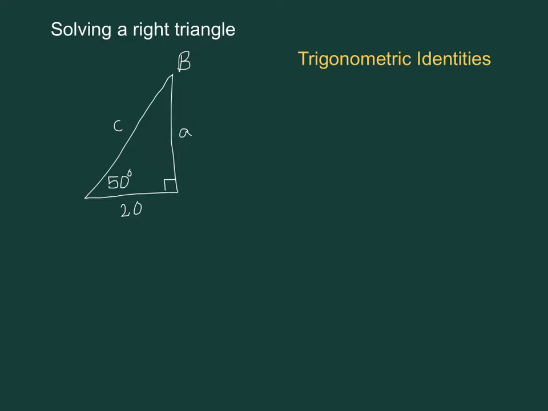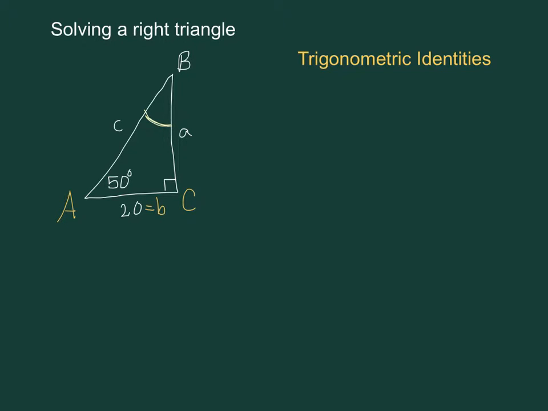So what I'm noticing is I've got a capital B. Opposite of a capital B is going to be a lowercase b. Opposite of lowercase a is going to be a capital A, and opposite of lowercase c is going to be a capital C. So I now have all the parts of this triangle labeled except one, and that's this angle right here.